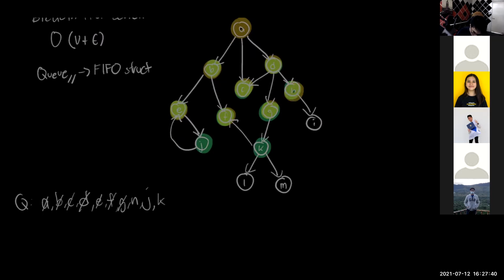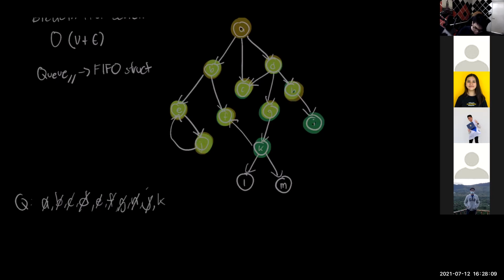Okay, node N has I as a child. So we know that N no longer has any children. You can scratch that out. Do the same thing again. J here has a child E, but E has already been visited. So we can scratch that out here.